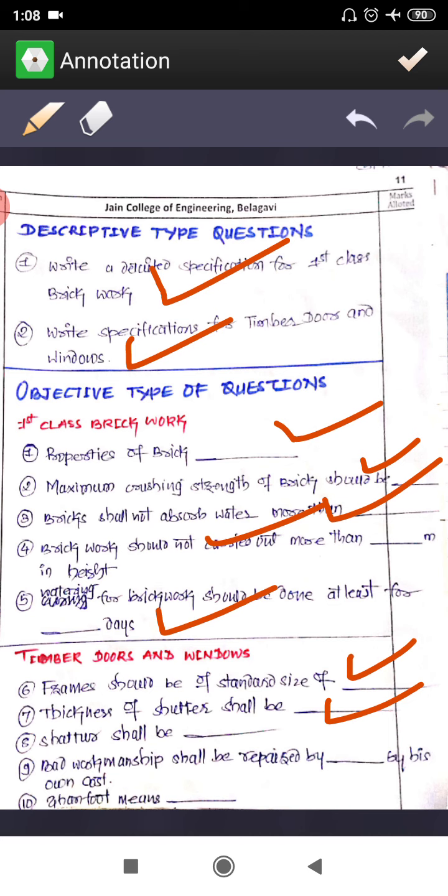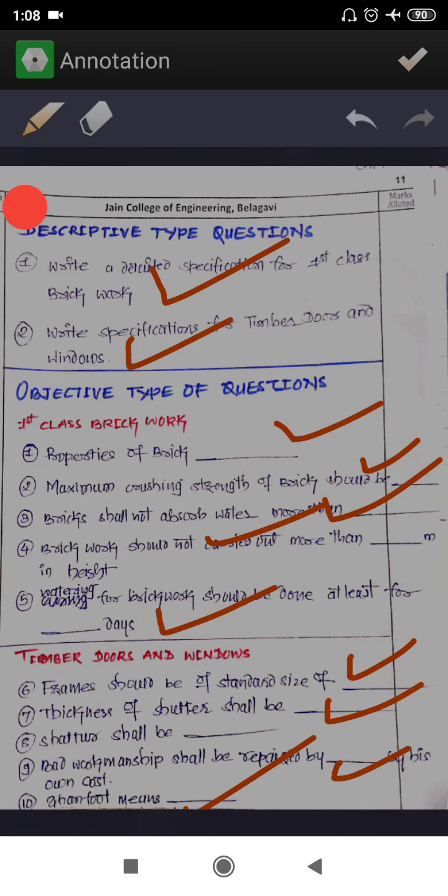The shutter shall be of 40 size, or the shutter shall be fully paneled, fully glazed, or partially paneled. Bad workmanship shall be repaired by the contractor at his own cost. That you are supposed to write. Ghan foot means feet cube, right? So these are a few of the things that you are supposed to keep in mind if you are going for offline or online kinds of exams.